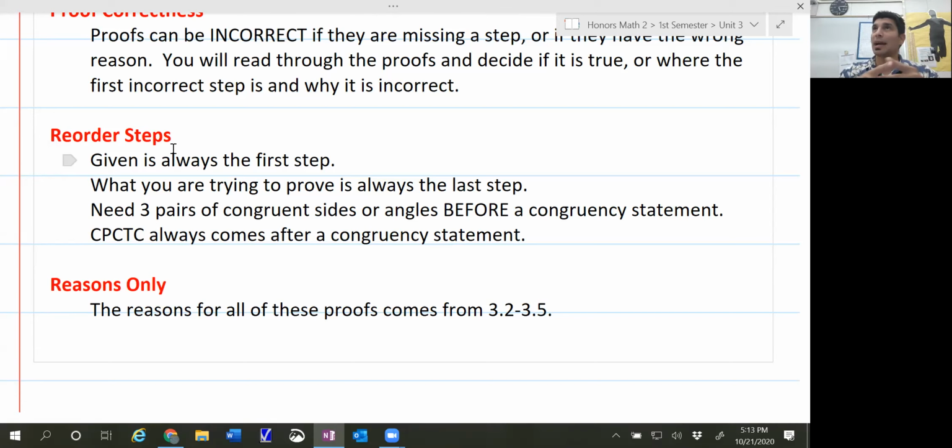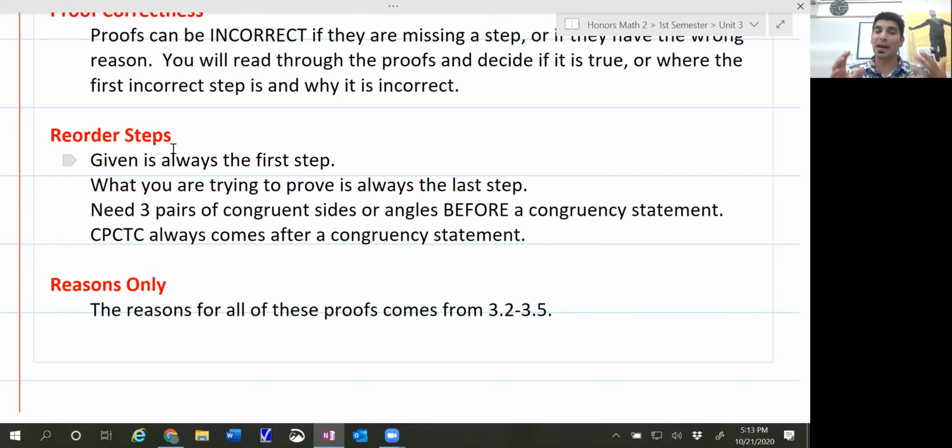Before you get this triangle is congruent to that triangle, make sure you have all 3 sides, or angle side angle, or side angle side, or, I don't remember which other ones I said, HL. Lastly, you need CPCTC to come after any congruency statement. So keep that in mind.